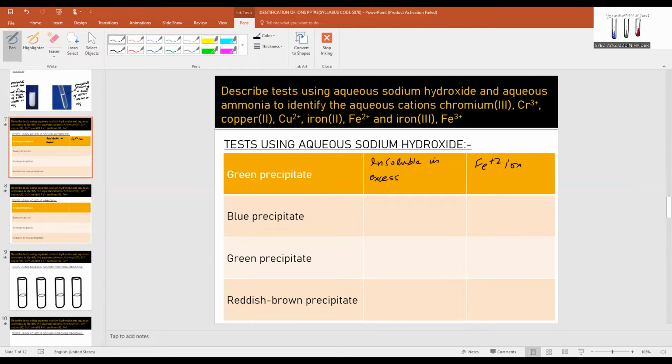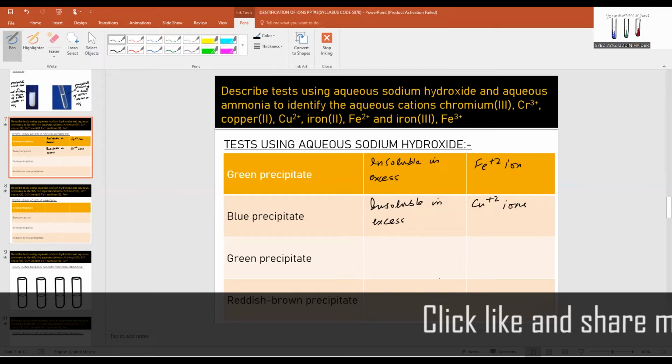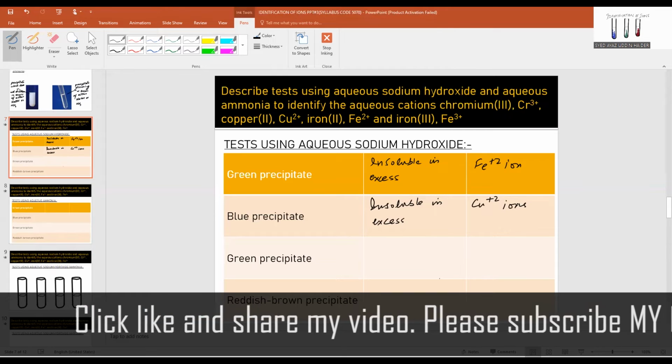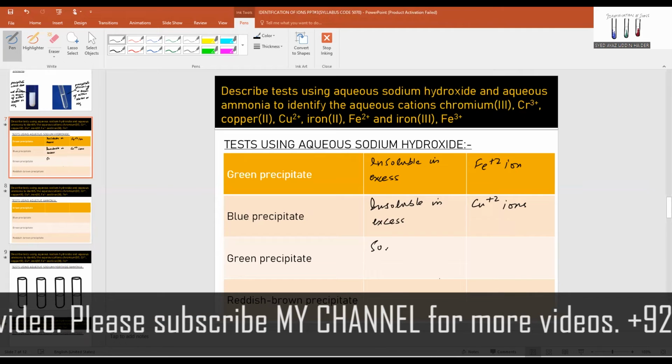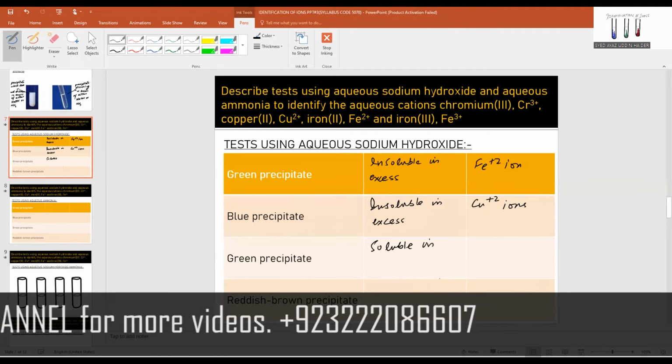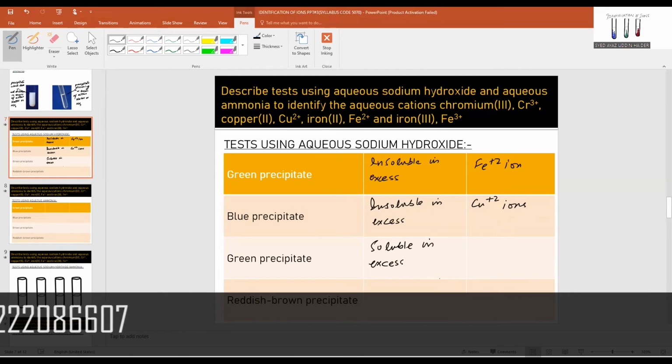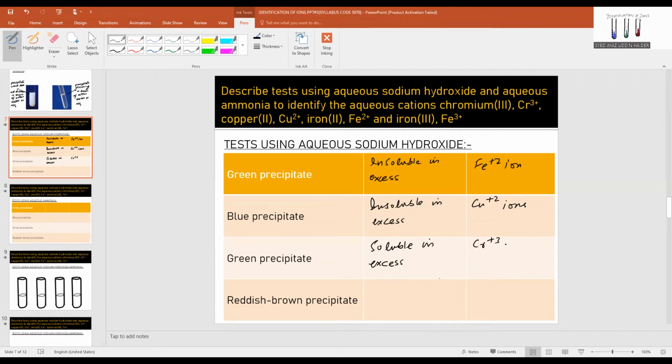A blue precipitate insoluble in excess must contain Cu2+ ions. Again, you are getting green or gray-green precipitate, but this time if it is soluble in excess, then it must contain Cr3+ ions. Reddish brown precipitate insoluble in excess indicates the presence of Fe3+ ions.